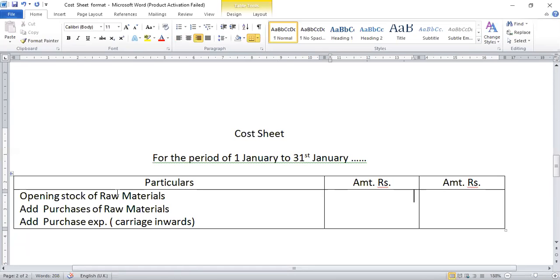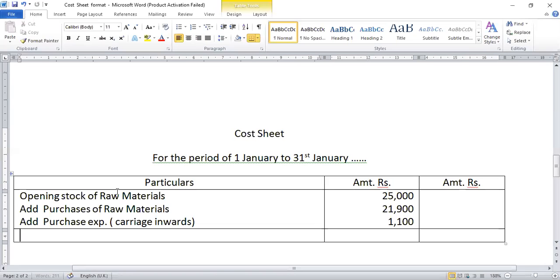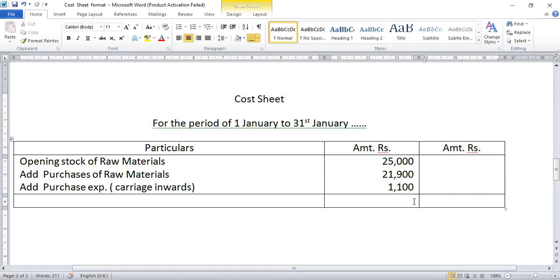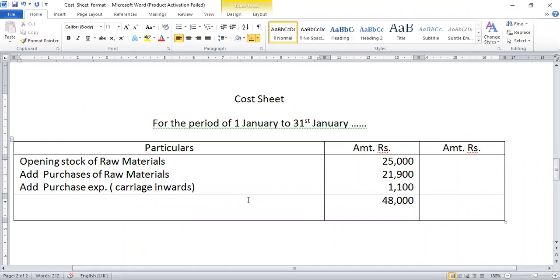What will be the opening stock of raw material? 25,000. Then purchases of raw material 21,900. Carriage inward is related with purchases, that also we are going to add, 1,100. The total of these we have to write first in the first column, that is 48,000. Total of these three will be 48,000, less closing stock of raw materials. Now the amount of less will be written in the bracket.